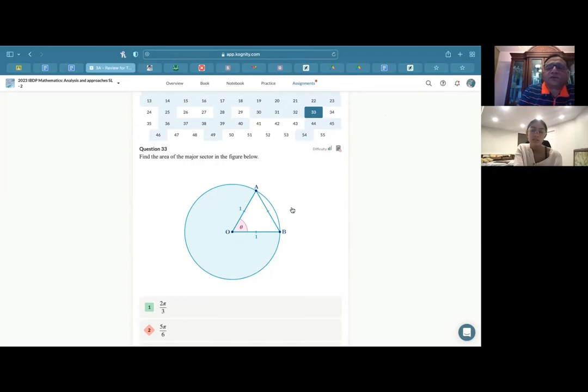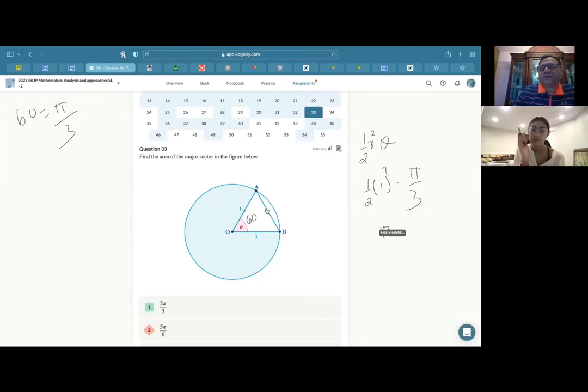Because this is your major sector, what do you get? So what I would do is just find the area of the minor sector over here. You know that the formula is half r squared theta, and theta is 60 degrees, which is pi by 3. The radius is 1, so half times 1 squared times pi by 3, which gives you pi by 6.